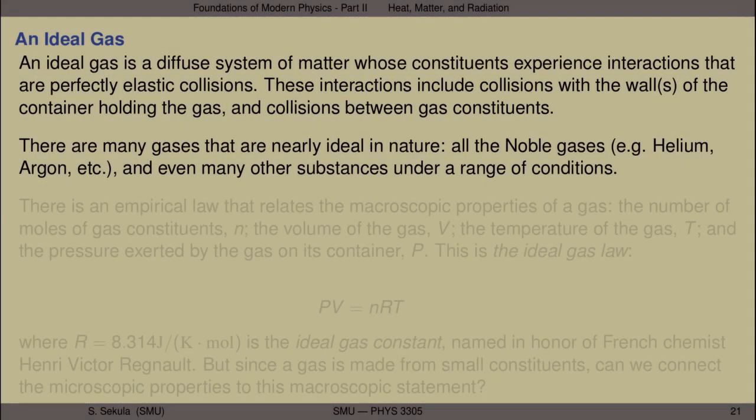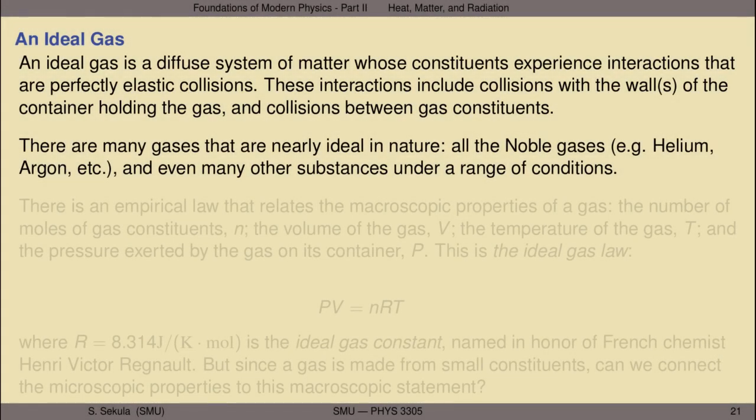While an ideal gas is truly an idealization, there are many gases that are nearly ideal in nature. For instance, all of the noble gases, for example, helium or argon, behave very much like ideal gases under many common conditions. There are even many other substances that, under a range of conditions, can behave according to the idea of an ideal gas.